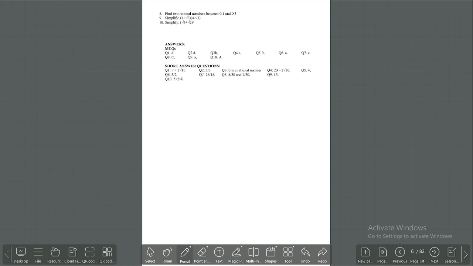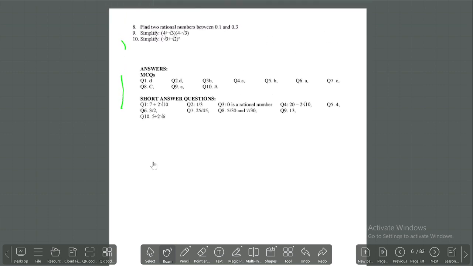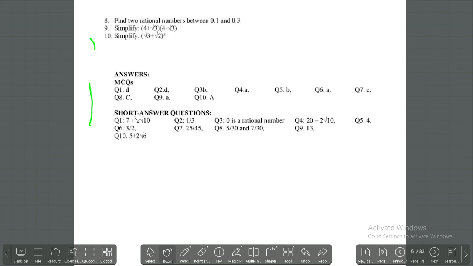Find two rational numbers between 0.1 and 0.3. What are the numbers? How many numbers can you say? Say two numbers, enough for me. Decimal numbers only you should say. 0.2, 0.21, something else, like that two numbers. That is up to you. You can give n numbers. Whatever you give, the answer will be right. But it should not be less than 0.1 and greater than 0.3.